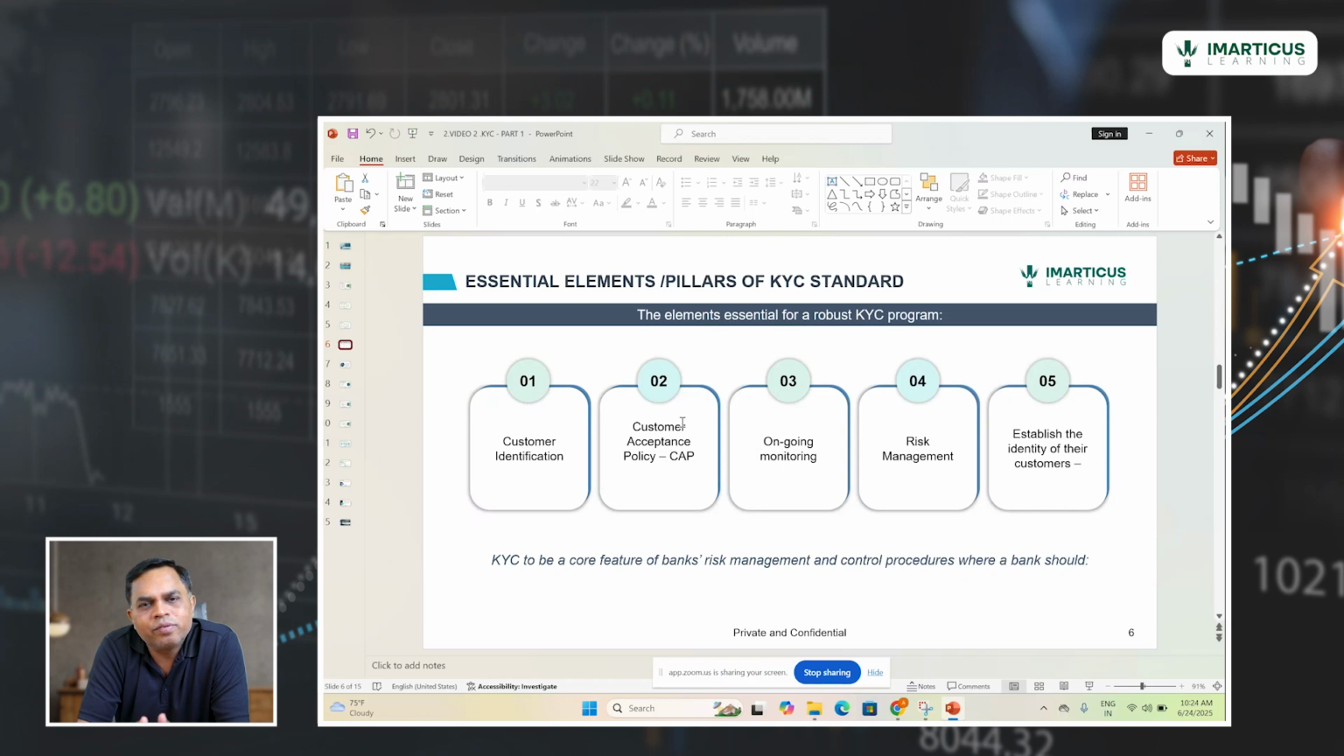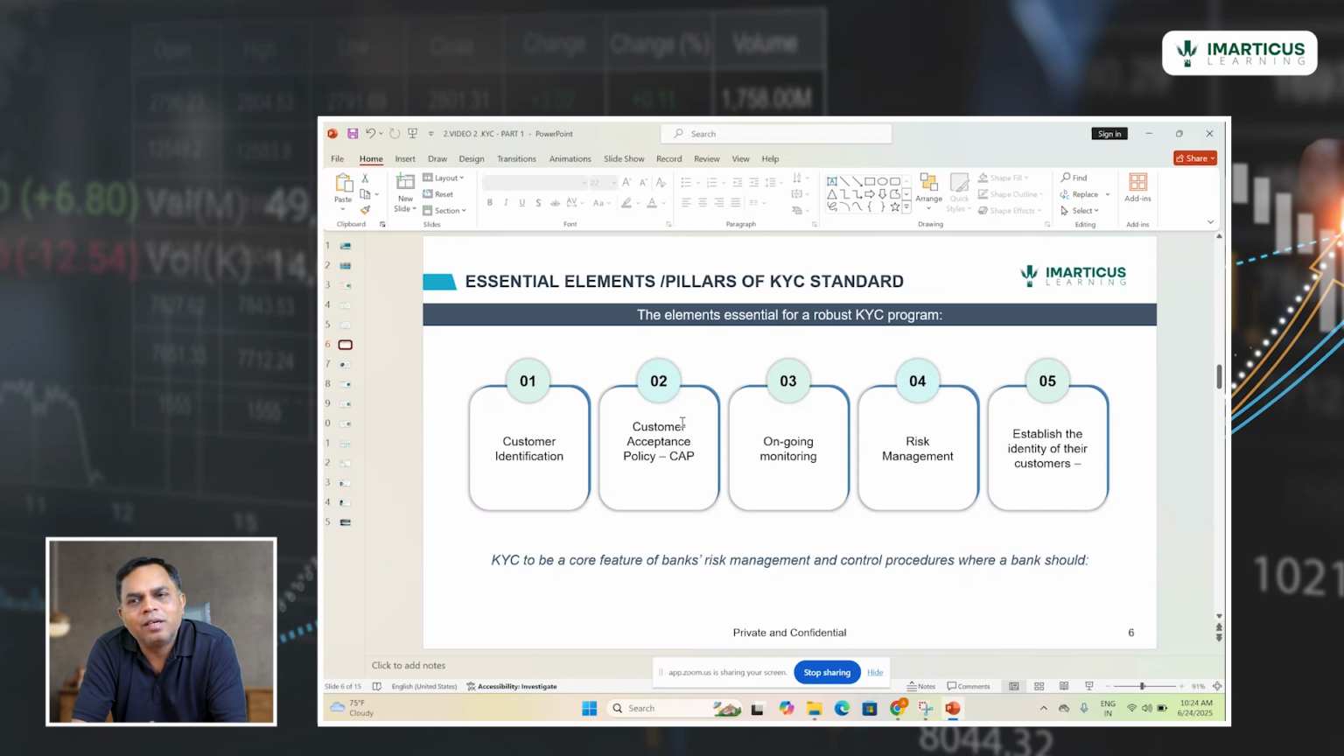The second element of KYC is CAP. CAP stands for Customer Acceptance Policy. Every bank has to decide what type of customer or what category of customers they can accept for their relationship. The bank will decide whether or not to accept a client based on certain factors. So that is the second element.